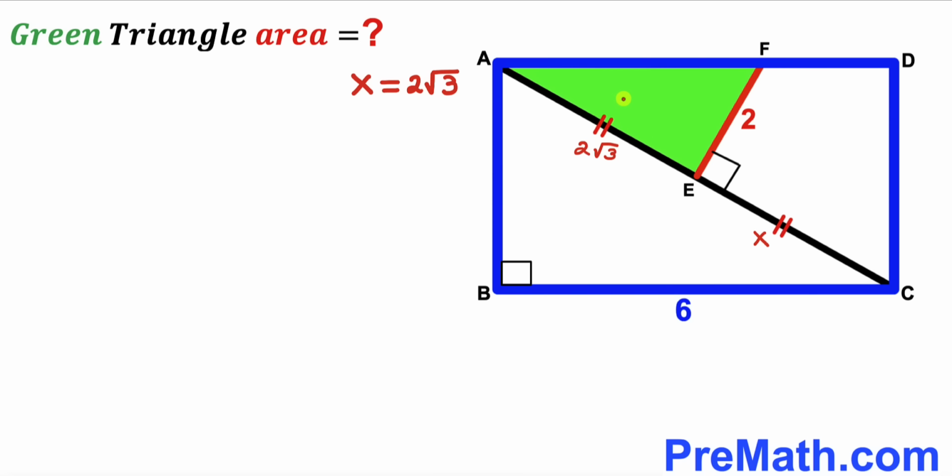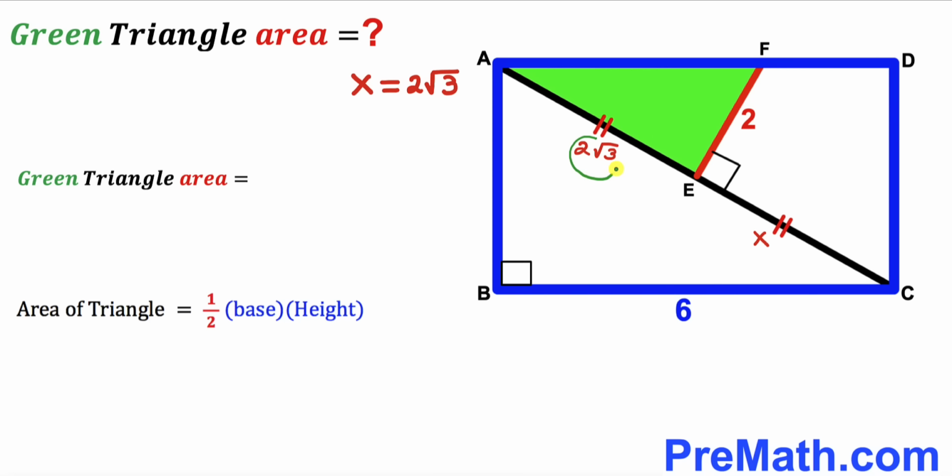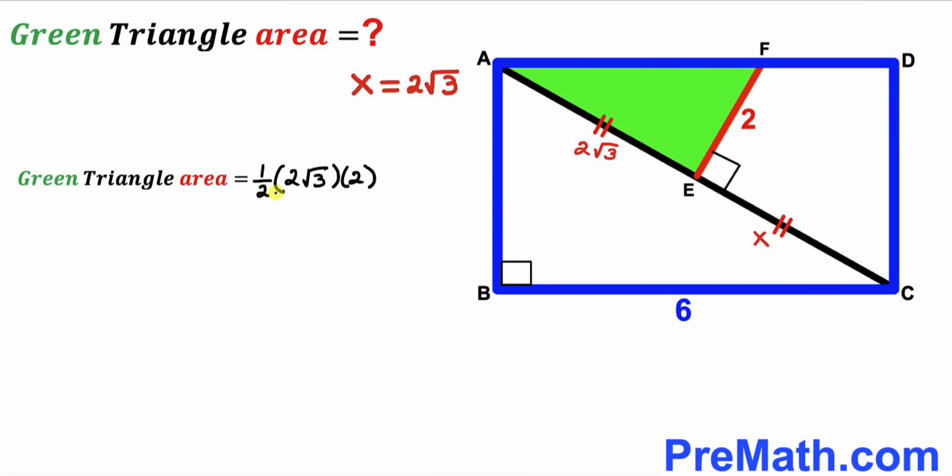And here's our final step. Now we can easily calculate the area of this green shaded triangle. And now let's recall the area of a triangle formula once again. Area equals a half times base times the height of the triangle. And in our case, the base of this triangle is 2 times square root of 3 and the height is 2. So therefore, the area of this green shaded triangle is going to be a half times 2 times square root of 3 and then times 2. And if we multiply and simplify, that simply turns out to be 2 times the square root of 3 square units, the area of this green shaded triangle.